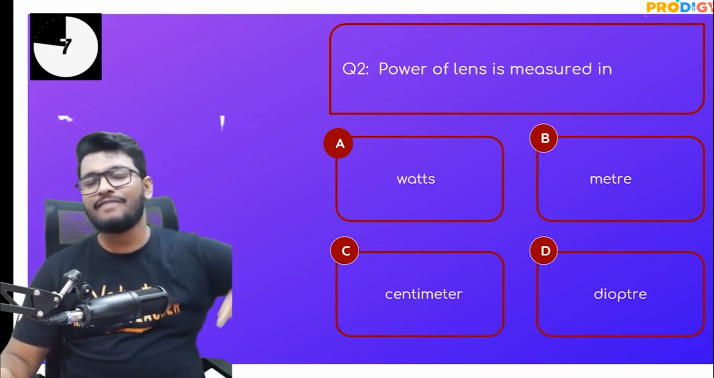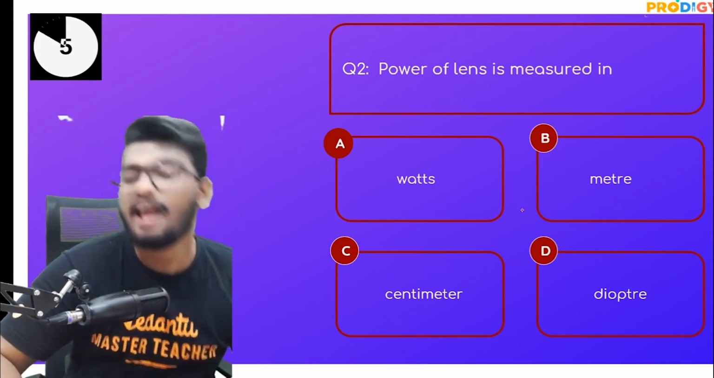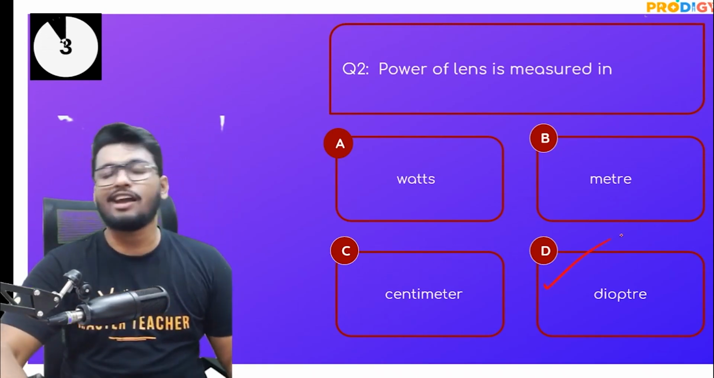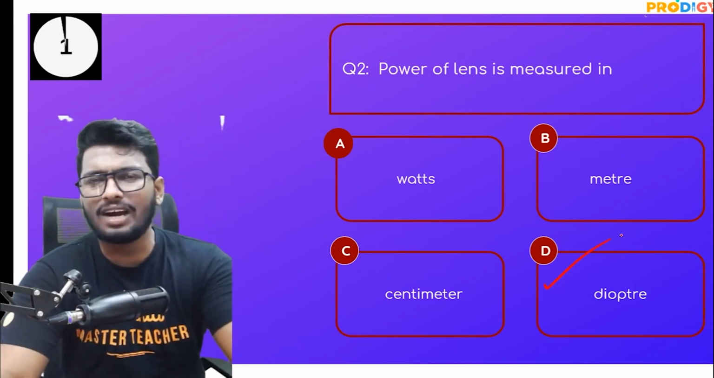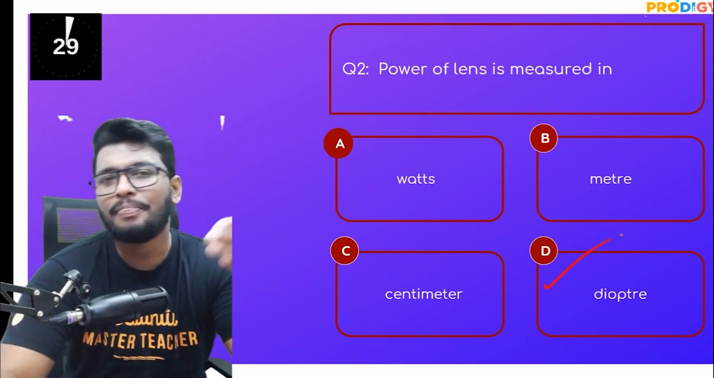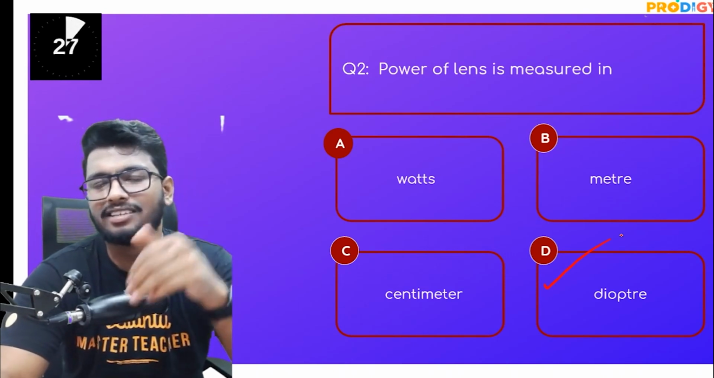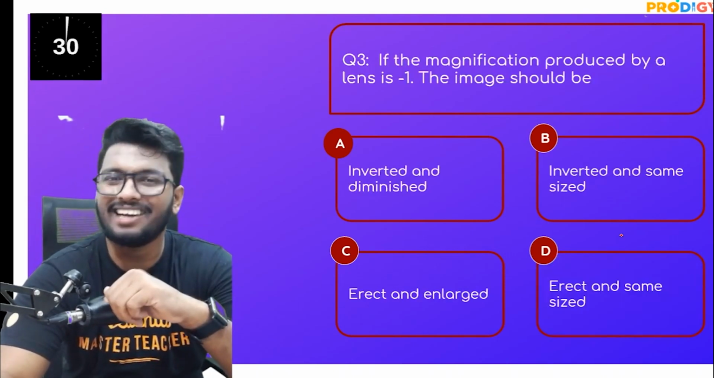All right. In 5, 4, 3, 2, 1. The answer, guys, is that it's a diopter. Basically, if the focal length is given in terms of meters, then you can write that the SI unit of power is diopter. Right? Next question.